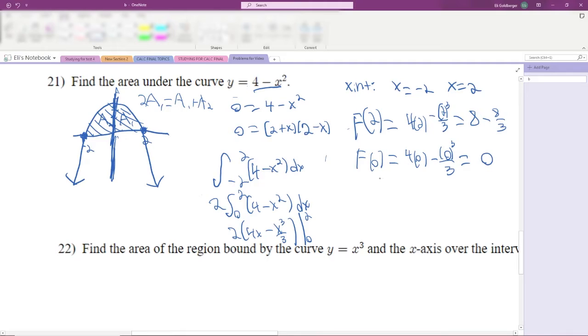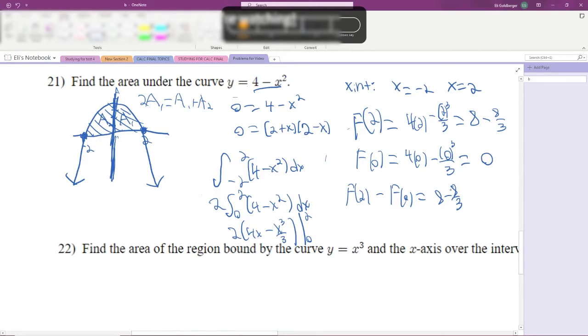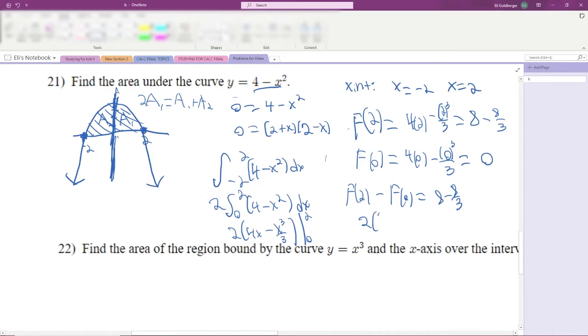So now we can just multiply 2 by f of 2, because f of 2 minus f of 0 equals 8 minus 8/3 minus the 0. So really, that's why I'm saying it equals f of 2. So it's going to be that, and then we multiply that by 2. And that will give us 16 minus 16/3. So that is our answer.